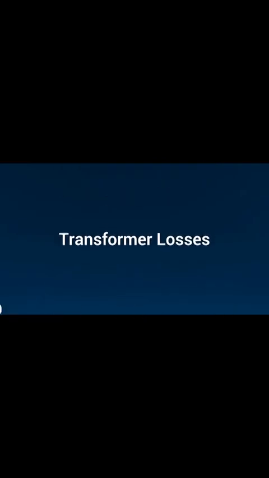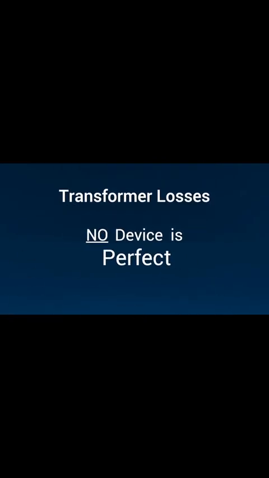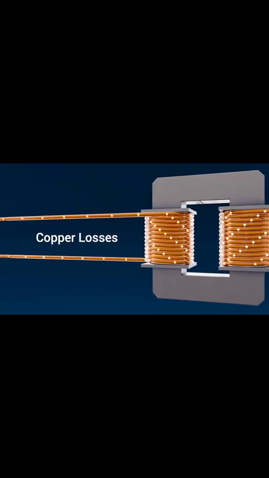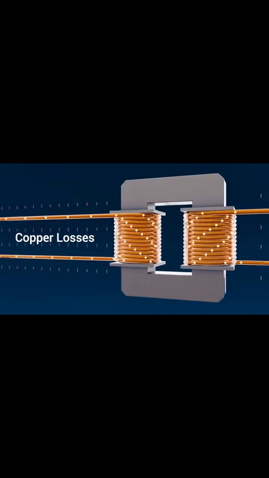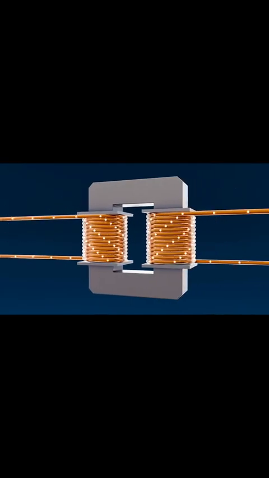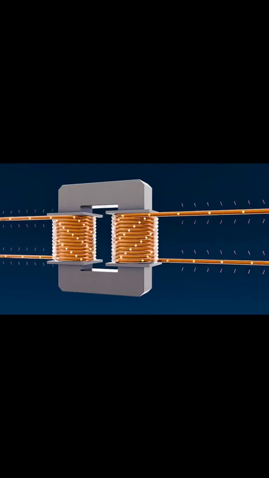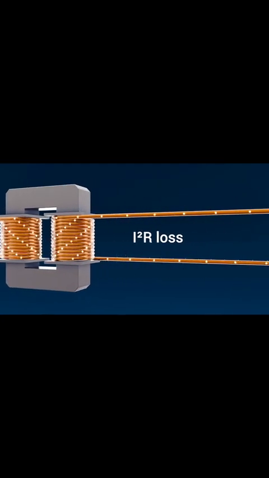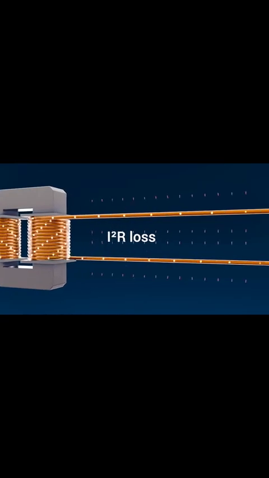Transformer losses. No device is perfect. Even the most efficient transformers lose a little energy in the process of transferring power. These losses appear in several forms. At the coil level, there are copper losses. As current flows through the primary and secondary coils, the resistance of the copper wire turns some of that energy into heat. This is often written as I²R loss, proportional to the square of the current.